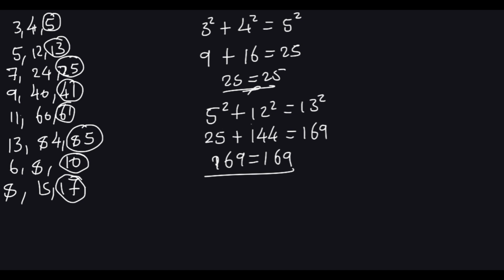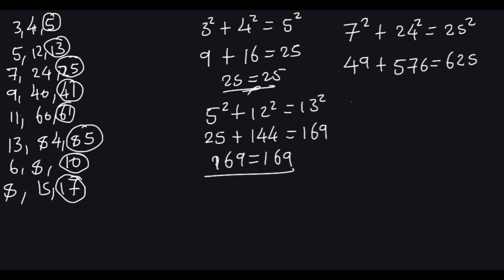So these numbers, they are able. Let's try for 7. 7 squared plus 24 squared is equal to 25 squared. 7 squared is 49 plus 24 squared, this is giving me 576. 25 squared, I'm getting 625. So let's add 49 plus 576. I'm getting 625.